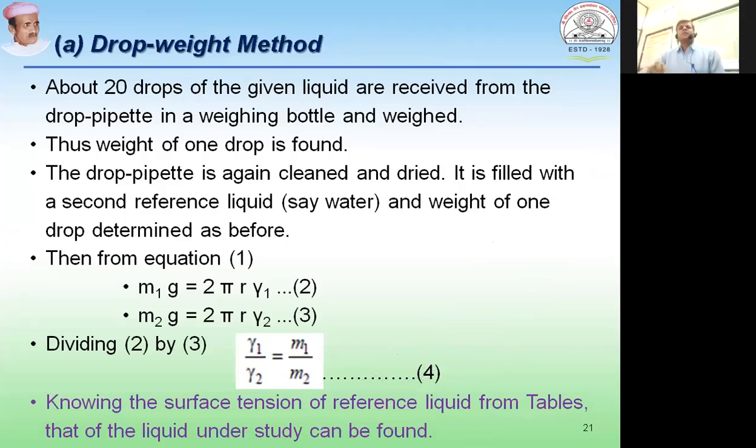So knowing the surface tension of the reference liquid from the table, we can determine the surface tension of the investigation liquid or experimental liquid. This is the simple drop weight method which we have used in the lab. Is it clear? So this is your drop weight method.